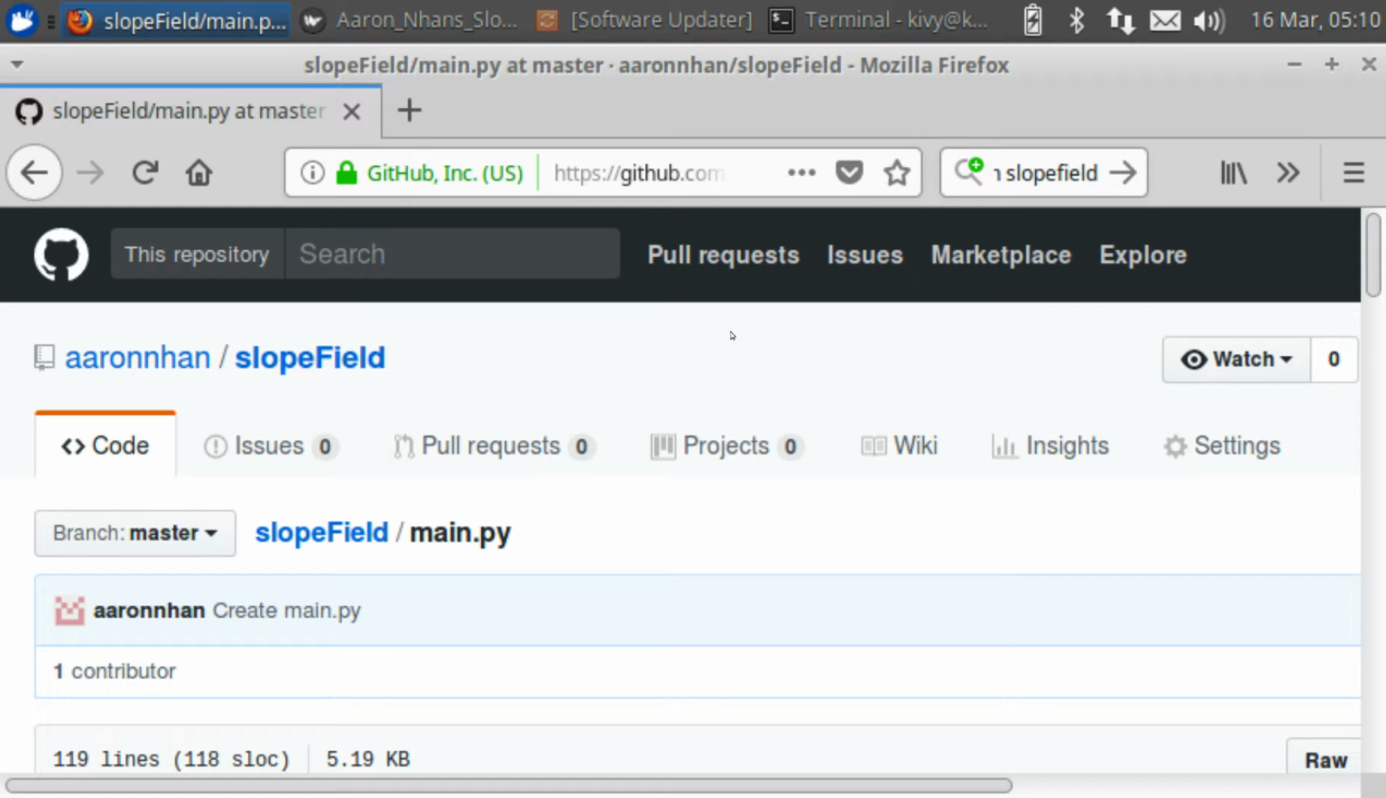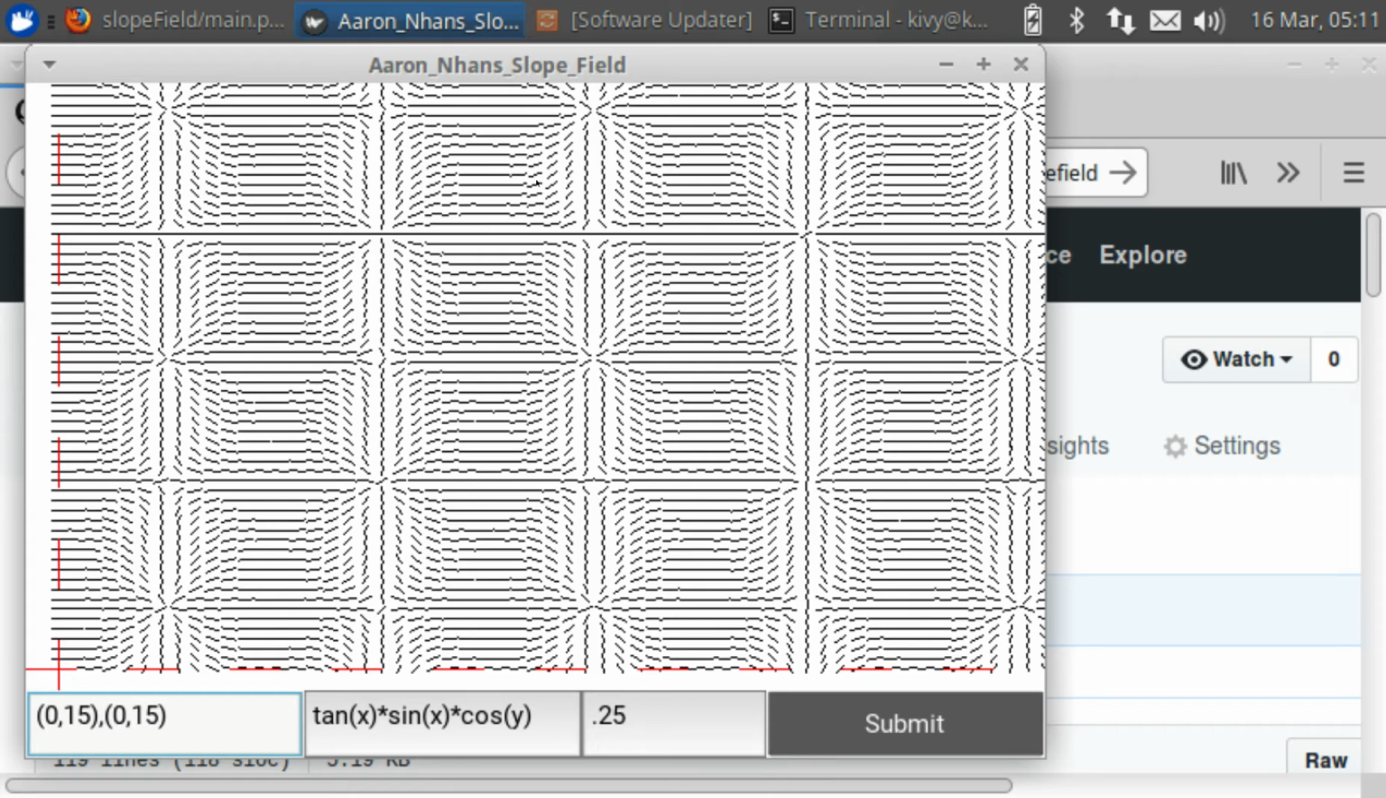I can also create an Android APK. However, I have not tried that. I mean, I've created APKs for other programs, but not with this slope field program. And I don't know how great it would display, just because Androids are such small devices. They have such small screens.